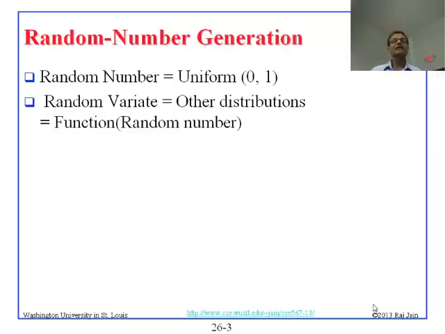Again, let's redefine the random number. A random number is, all we are doing is a uniform number between 0 and 1. Random variate is another chapter in which we talk about how to do normal and exponential and so on and so forth. Here we are talking about simply uniform 0, 1. Random variates would be coming later, but this whole chapter is about random numbers.